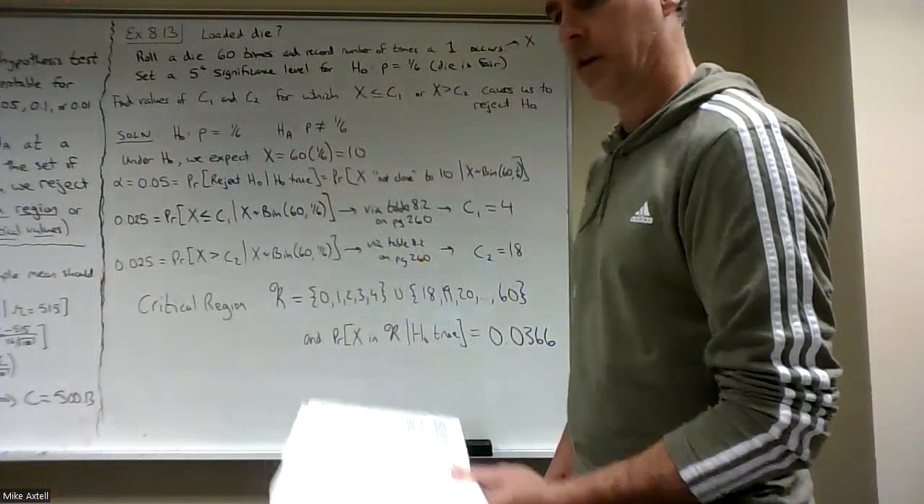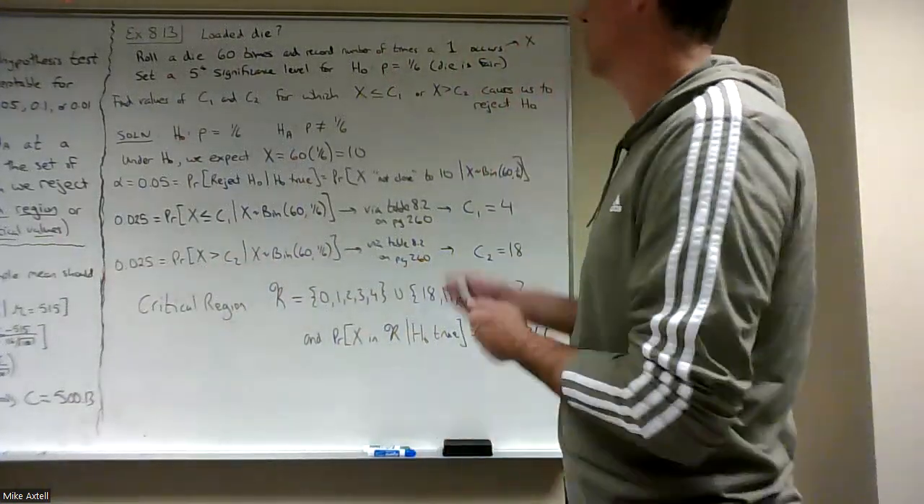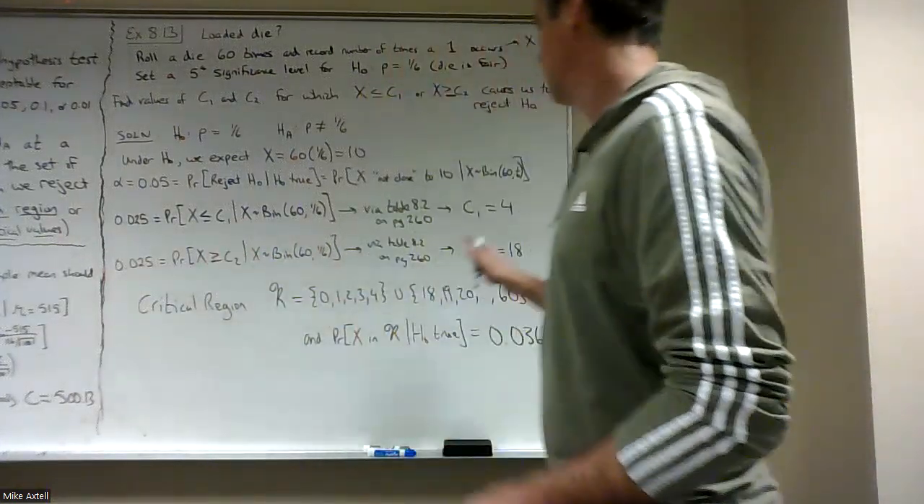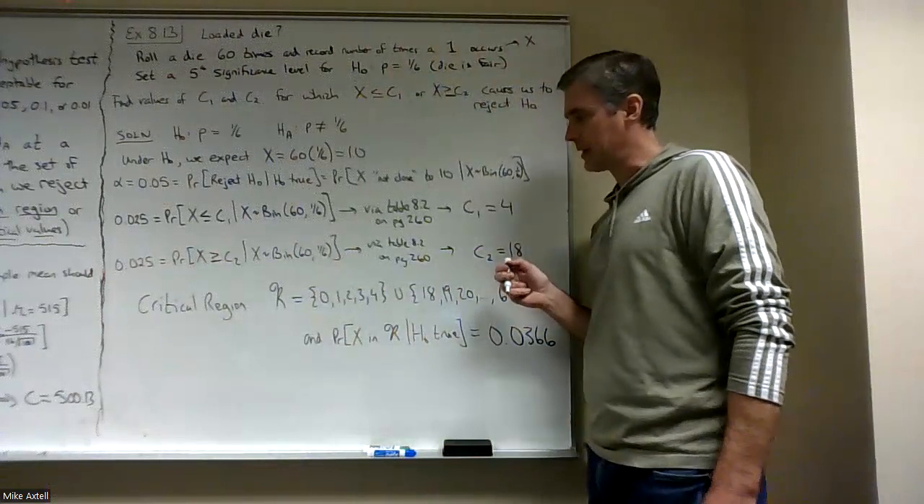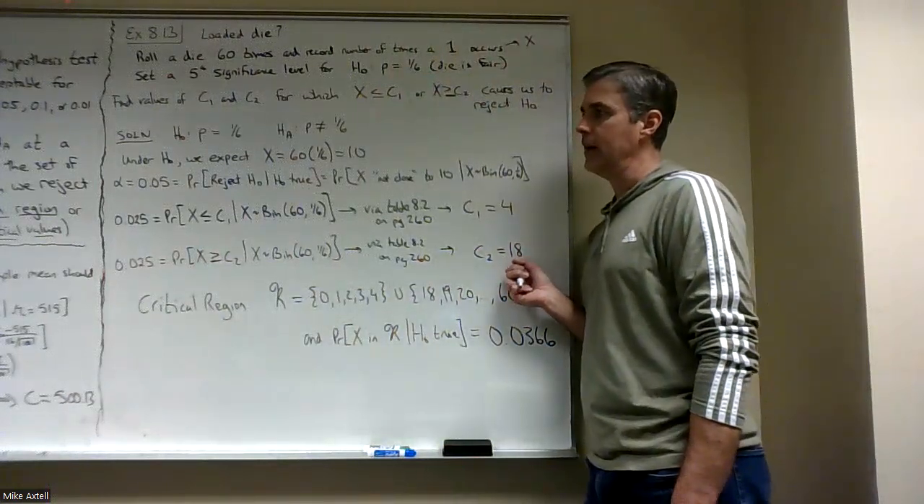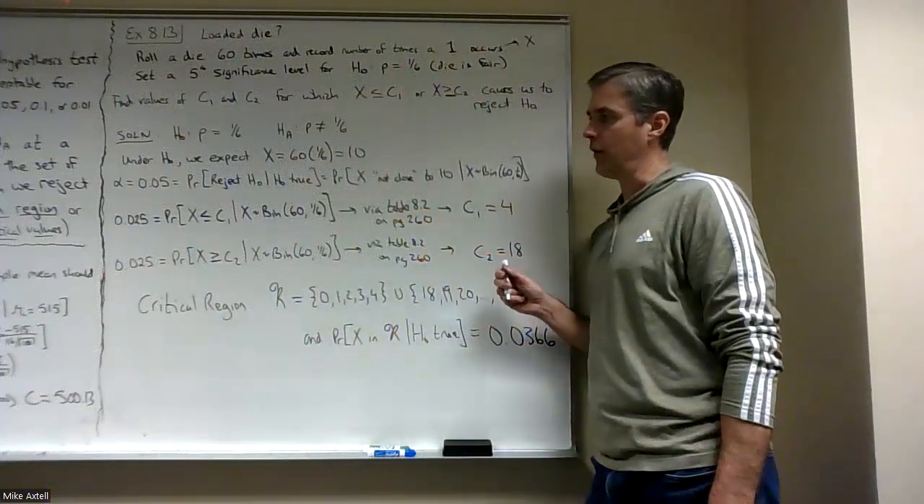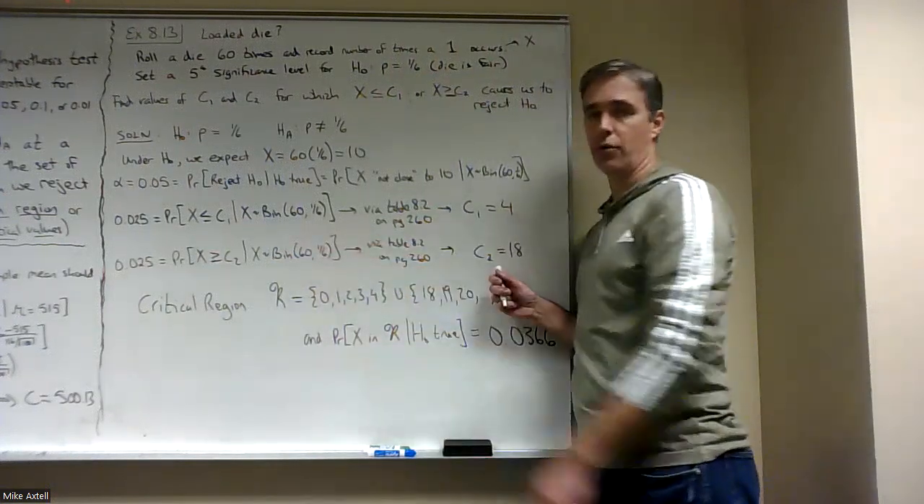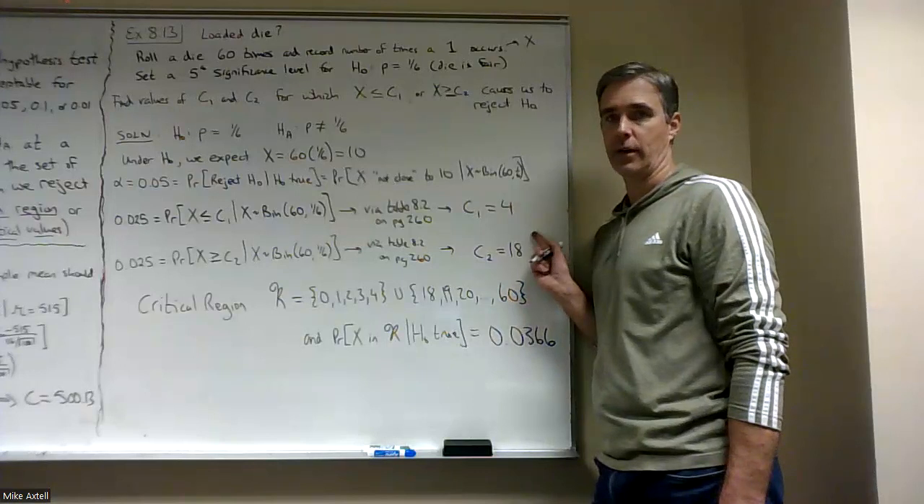That must be an error in the book. Actually, I think that's an error in the book. I think the table shows greater than or equal to. So the probability that X is greater than 18 is slightly less than 0.025. The probability that X is greater than or equal to 17 is well more than 0.025. So 18 is my threshold here.